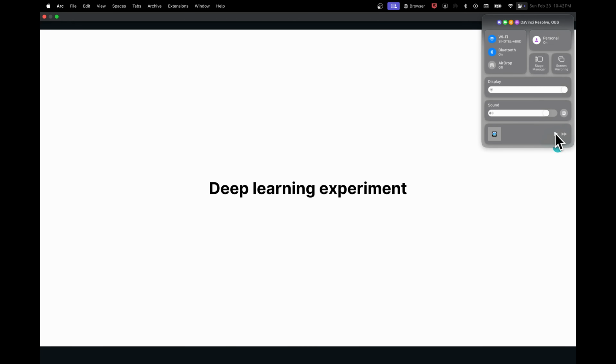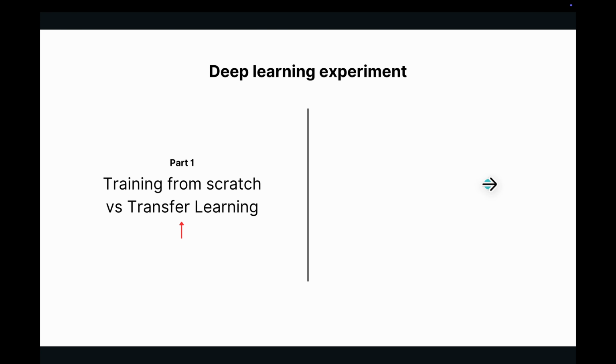Welcome. This is a deep learning experiment comparing 4 ML approaches. Part 1 checks training from scratch and transfer learning. Part 2 checks direct and indirect training data.